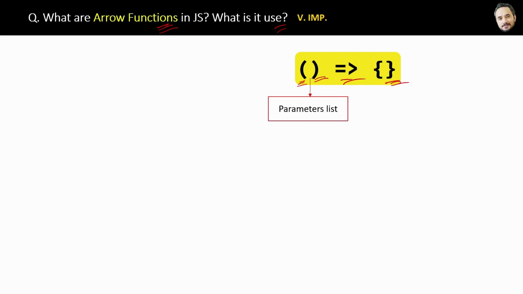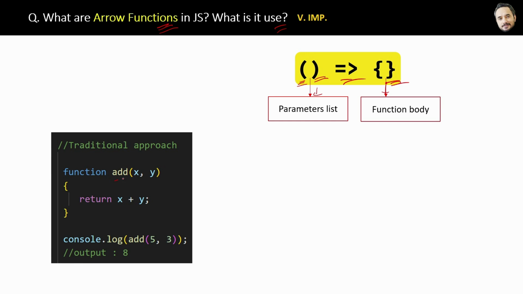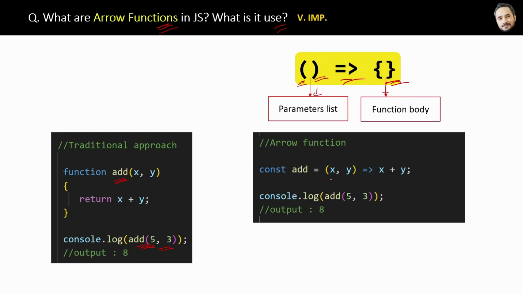So inside the round bracket, we will put the parameter list, and inside the curly braces, we put the function body. So simple, right? So for example, suppose we have a normal function code where we have an add function like this. And then we call the function add like this by passing the parameters. Now the same thing can be done by using arrow functions also. See here, you can declare one add variable and then after equal inside the brackets, you can pass the parameters x and y. In normal functions also we pass parameters, right?